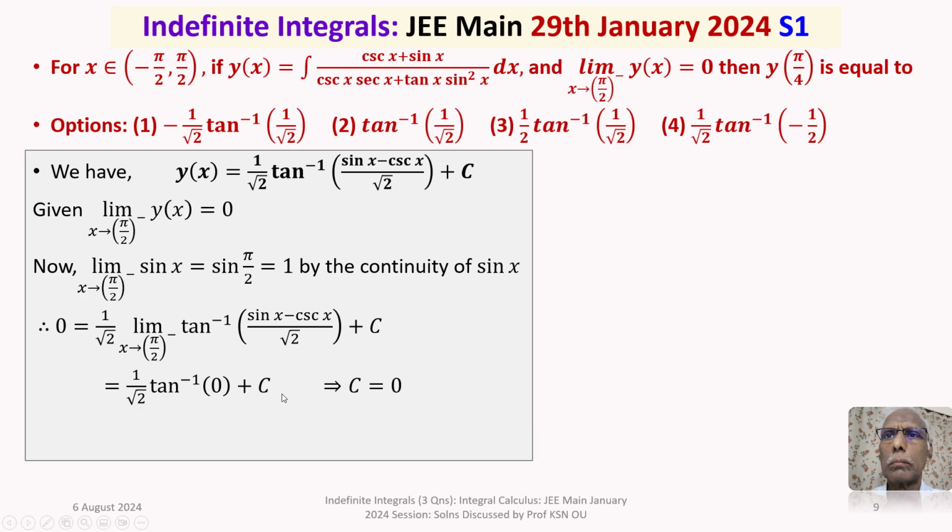So tan inverse 0 plus c. So tan inverse 0 is 0. So c is equal to 0. Right. So then the c is evaluated and c is becoming 0.